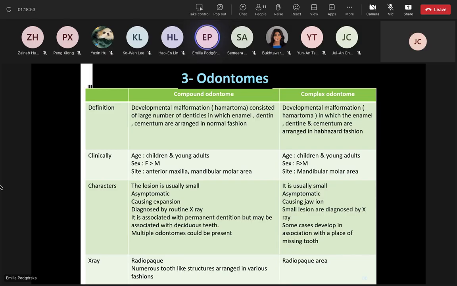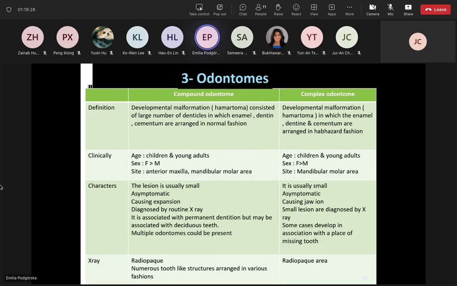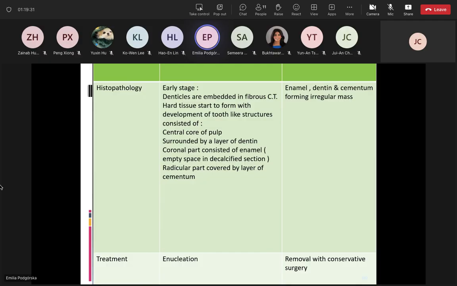Complex odontoma is a developmental malformation and hamartoma in which the enamel, dentin and cementum are arranged in a haphazard fashion. It occurs more often in the mandibular molar area, is usually small, asymptomatic, causing no expansion. Small lesions are diagnosed by X-ray. Some cases develop in association with the place of a missing tooth. Enucleation is okay for compound odontoma, but complex odontoma is removed with conservative surgery.